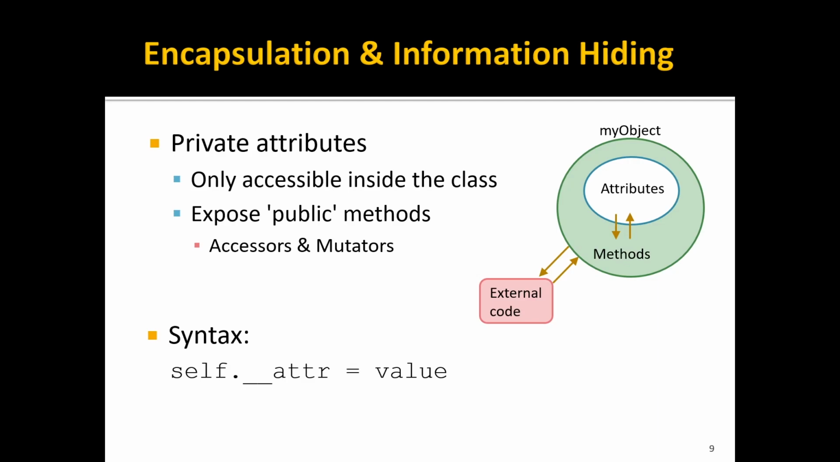So the syntax for constructing some private attributes is to use 2 underscores here. So self dot and then underscore underscore some attribute. Okay, so instead of just being self.attribute, we put 2 underscores in front of it and then give it a value. 2 underscores tells Python to make this attribute private. Says to the code outside of this, don't use these attributes, they're hidden.